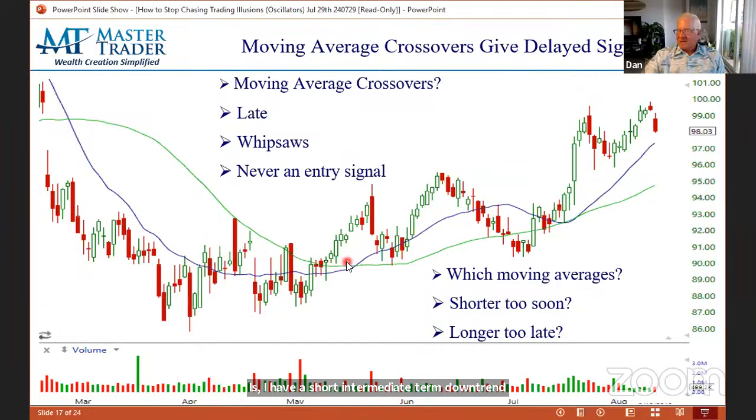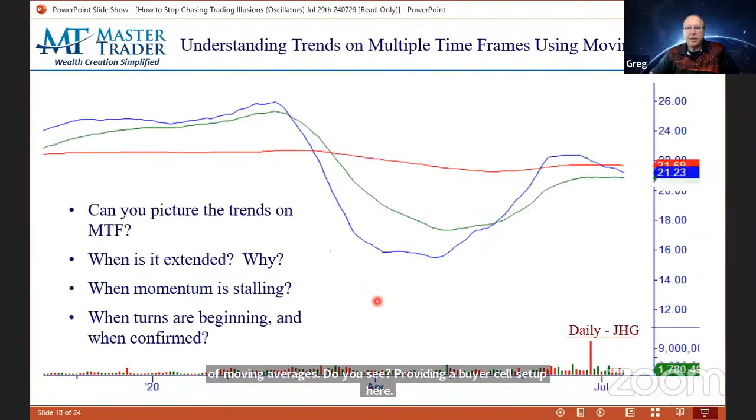Now it's flattened out. So the downtrend is breaking, but remember, we're trading price action. Which moving averages... here was a fantastic entry right here using candlesticks with our moving averages. But what mystical combination of moving averages do you see providing a buy or sell setup here? None. It's not about crossovers, Kim.